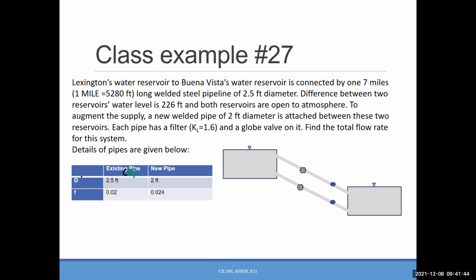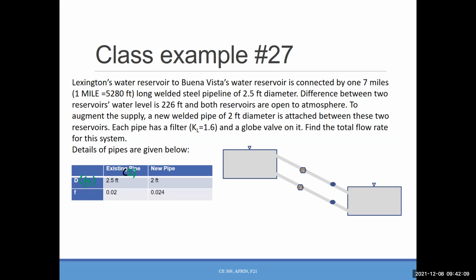So for that one, the diameter was 2.5 feet and the length of that pipe was 7 miles. Obviously, there can't be one single pipe for 7 miles. There are multiple pipes, but since they are the same diameter, we can consider that as one pipe. Now, they needed more water from Lexington.